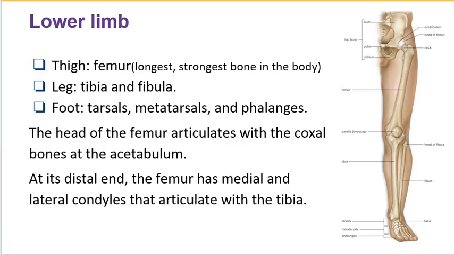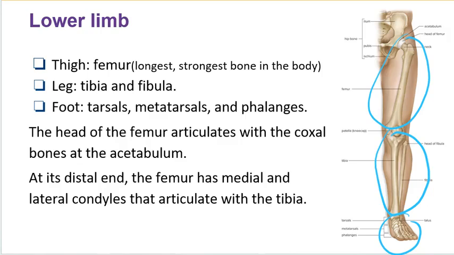Now let's go over the lower limb. As we divided our upper limb into the arm, forearm, and hand, here we are going to divide our lower limb into the thigh, leg, and foot. In the thigh region, you can see only one bone, which is called the femur. Then the leg is composed of two bones: the medial one, the tibia, and the lateral one, the fibula.